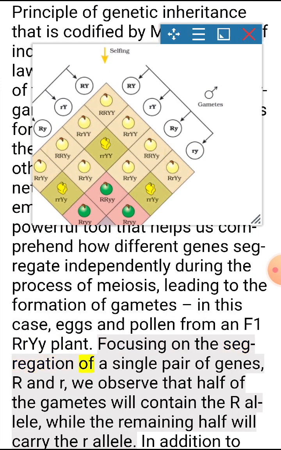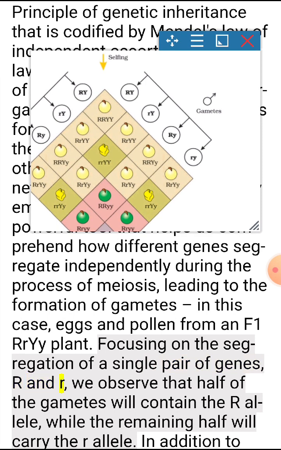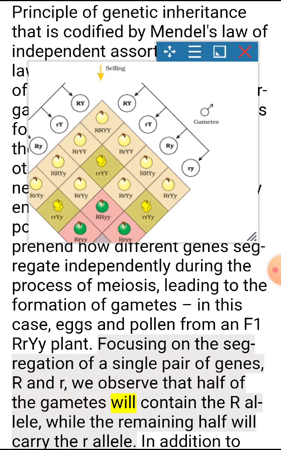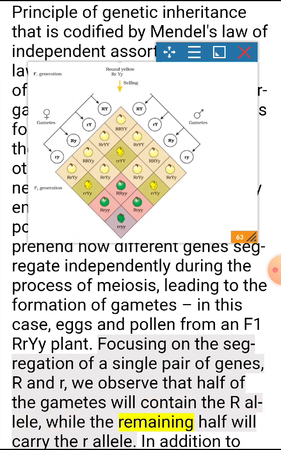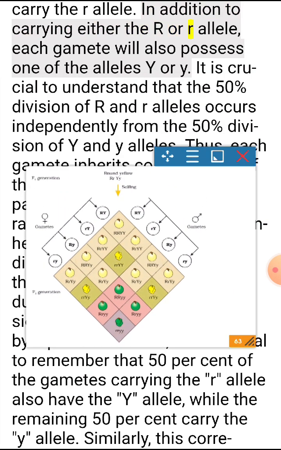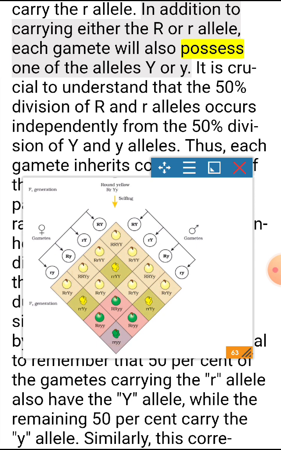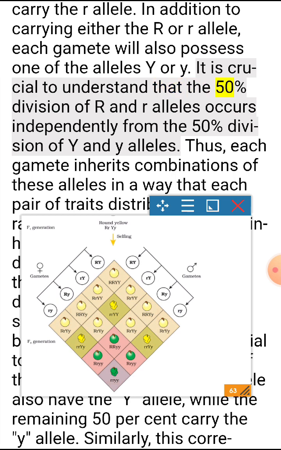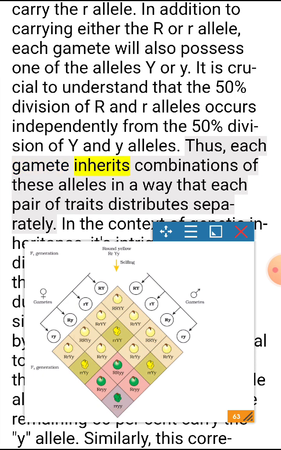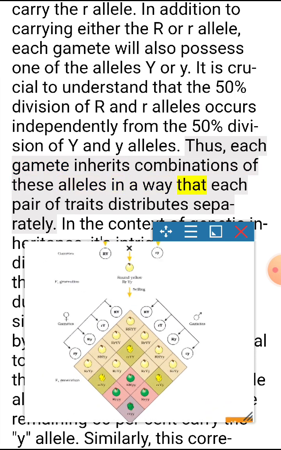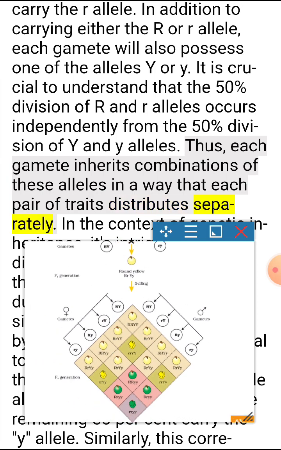Focusing on the segregation of a single pair of genes, R and r, we observe that half of the gametes will contain the R allele, while the remaining half will carry the r allele. In addition to carrying either the R or r allele, each gamete will also possess one of the alleles Y or y. It is crucial to understand that the 50% division of R and r alleles occurs independently from the 50% division of Y and y alleles. Thus, each gamete inherits combinations of these alleles in a way that each pair of traits distributes separately.